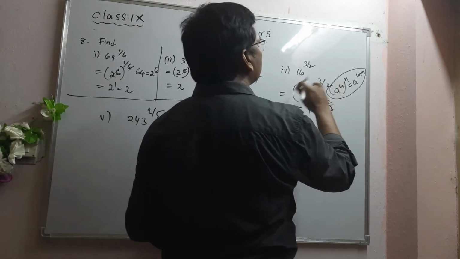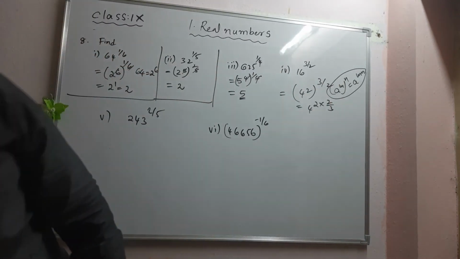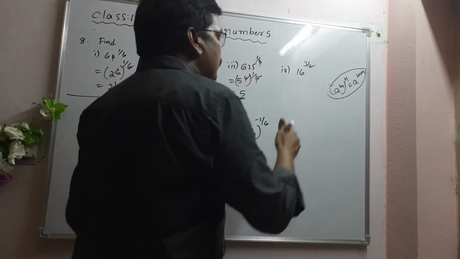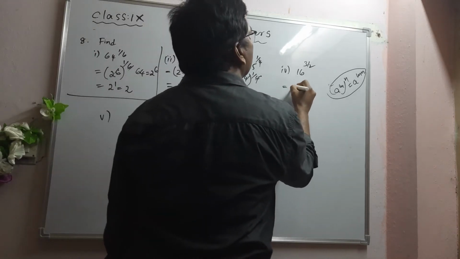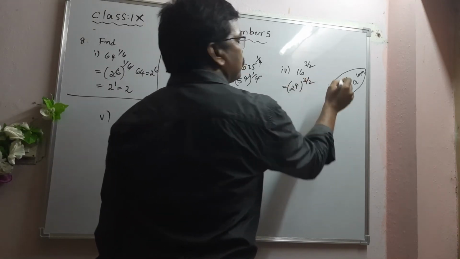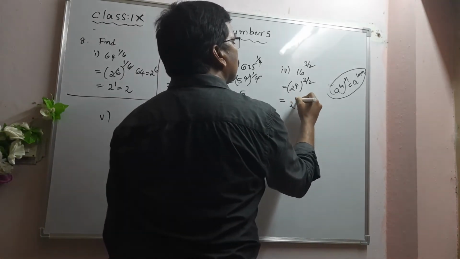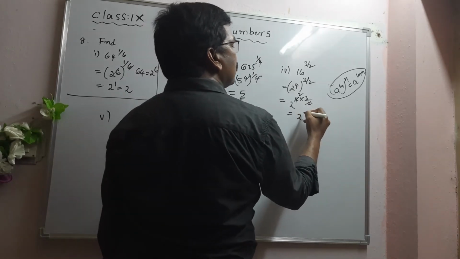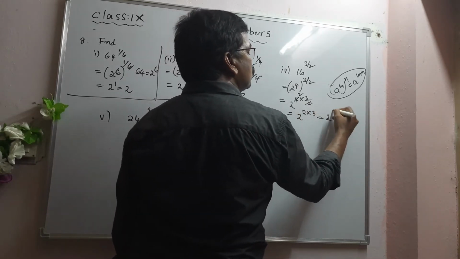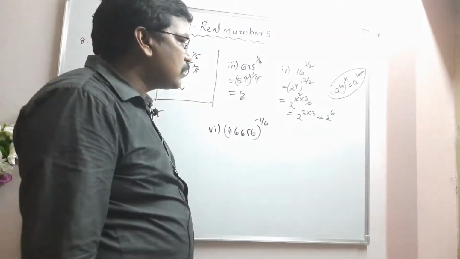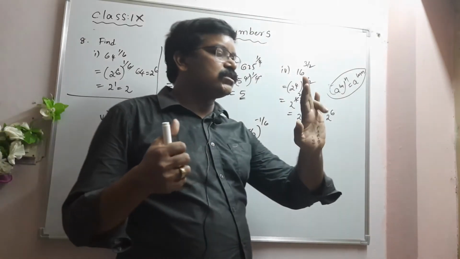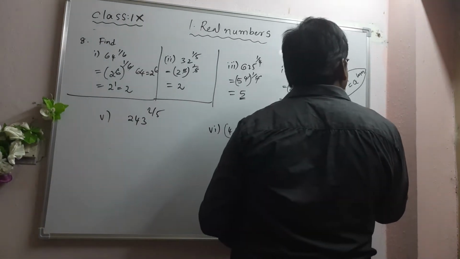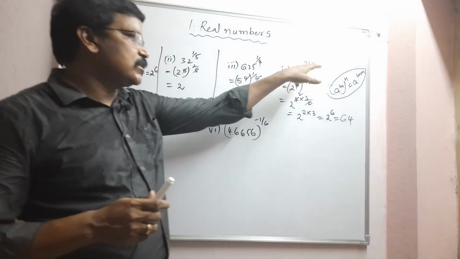So here, I'm sorry, here we should not take 4 square, right? This can be taken as 2 to the power of 4, whole power 3 by 2. So this is equal to 2 to the power of 4 into 3 by 2. So 2 in 4 goes 2 times. So this is 2 to the power of 2 into 3. That is 2 to the power of 6. What is 2 to the power of 6? 2 2s are 4, 4 2s are 8, 8 2s are 16, 32, 64. So 2 to the power of 6 means 64. Finally, 16 power 3 by 2 is 64.